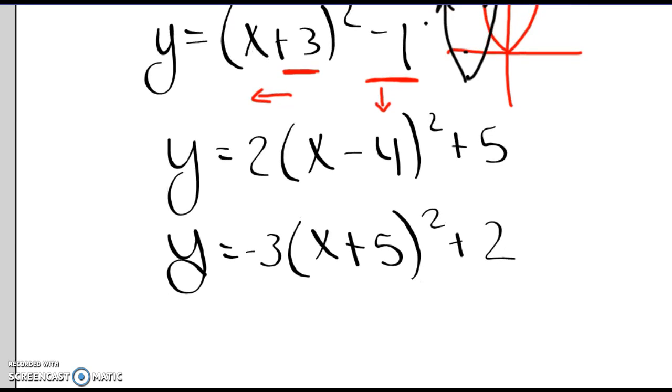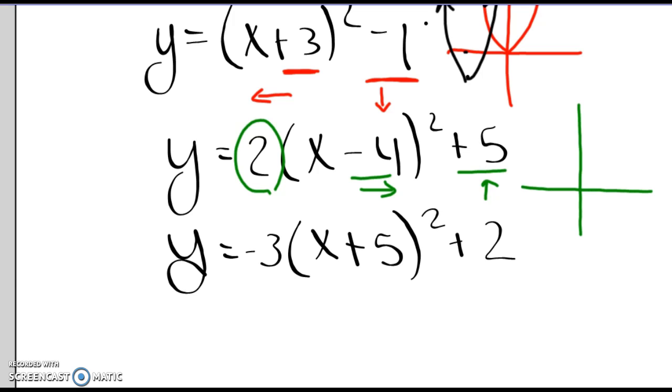On the second graph, let's take a look at y equals 2 times (x minus 4) squared plus 5. We already discussed that this will shift it to the right. This will shift it up. What does the 2 do to it? It makes it skinnier. So if we were to look at the original function, y equals x squared, assume I have a beautiful graph. This new graph will have its vertex to the right 4, up 5, and it will be more narrow than the preceding graph.